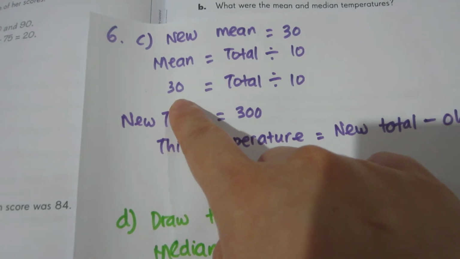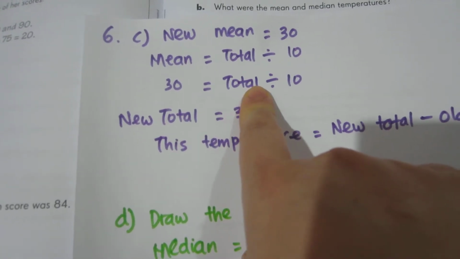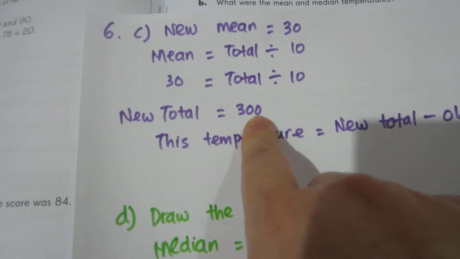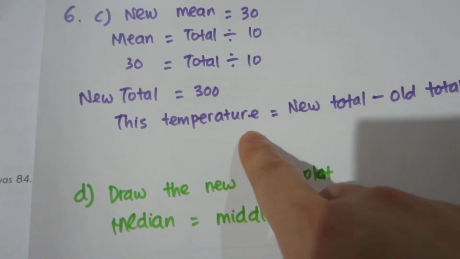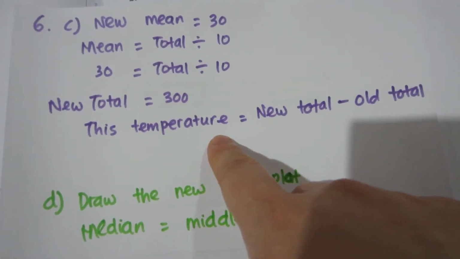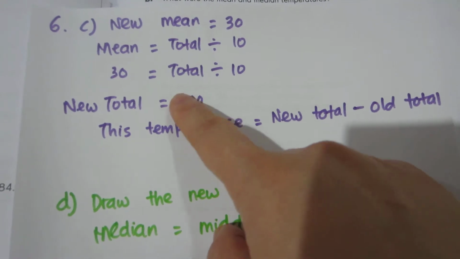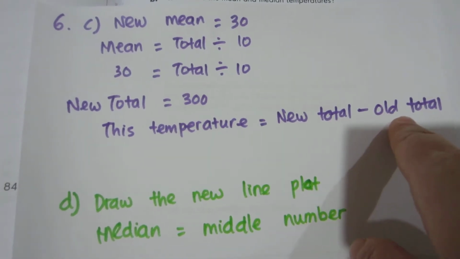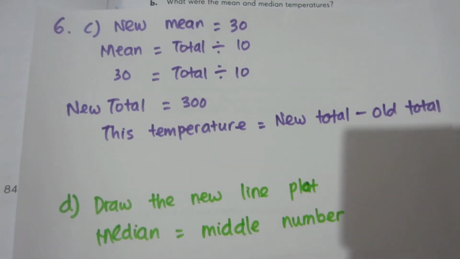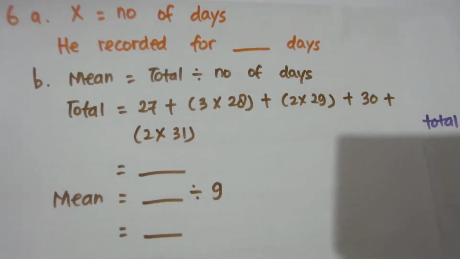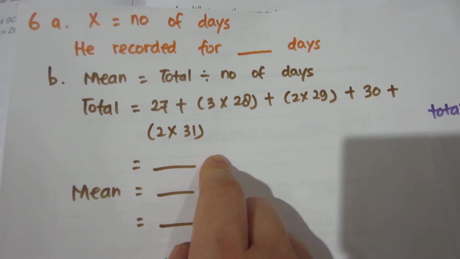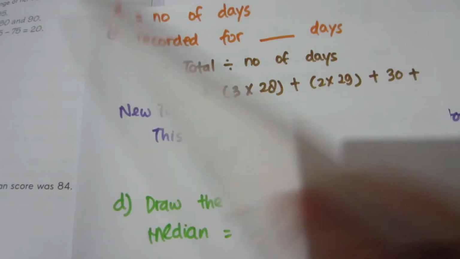The new mean is 30, and then we need to find the total. The new total will be 300. And what is this new temperature? This new temperature will be the new total minus the old total. How do you get the old total? It was the previous one. This one, the total one. The one that you get from 6B.